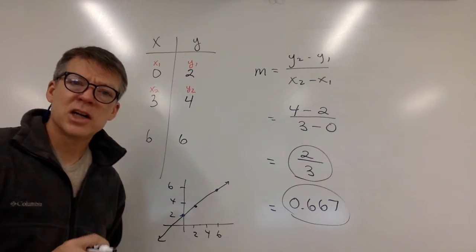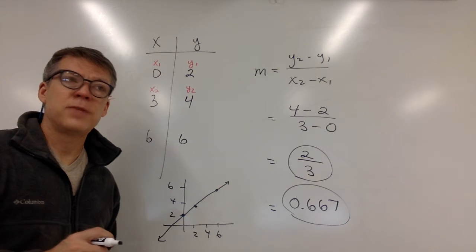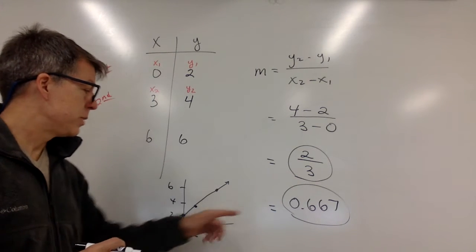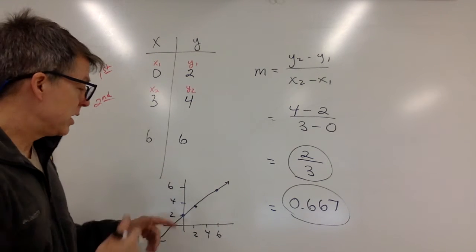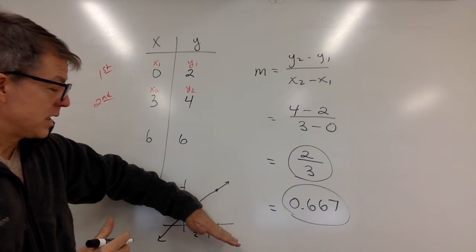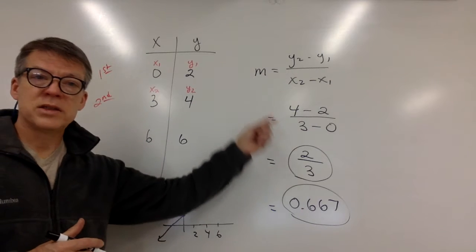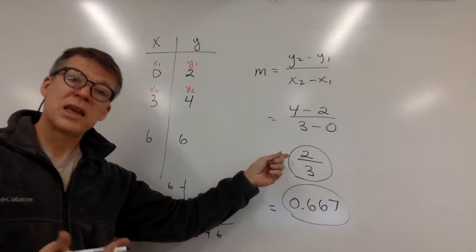It's kind of a nice gut check: if you end up with a positive slope, your line should be going up the hill, rather than down. If we had graphed it and it went down the hill, we'd know that we made some mistake over here because it should be a negative slope then.